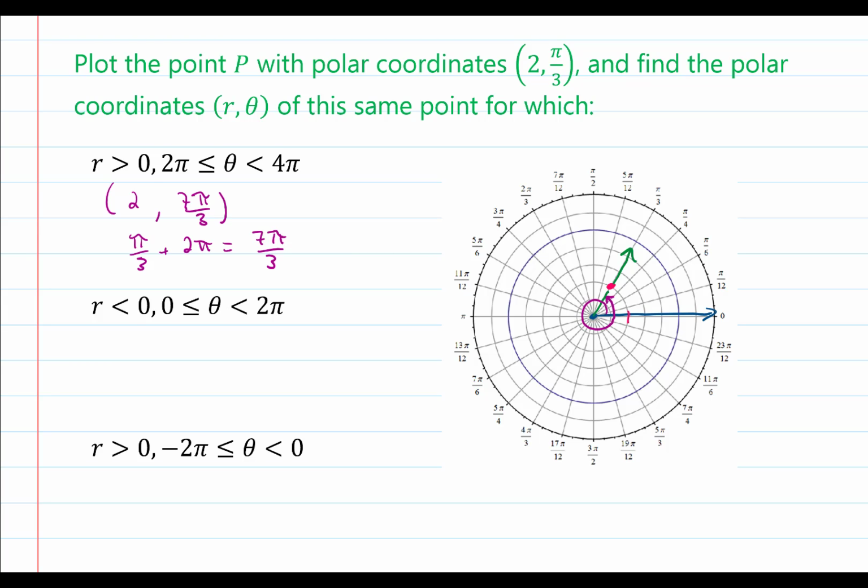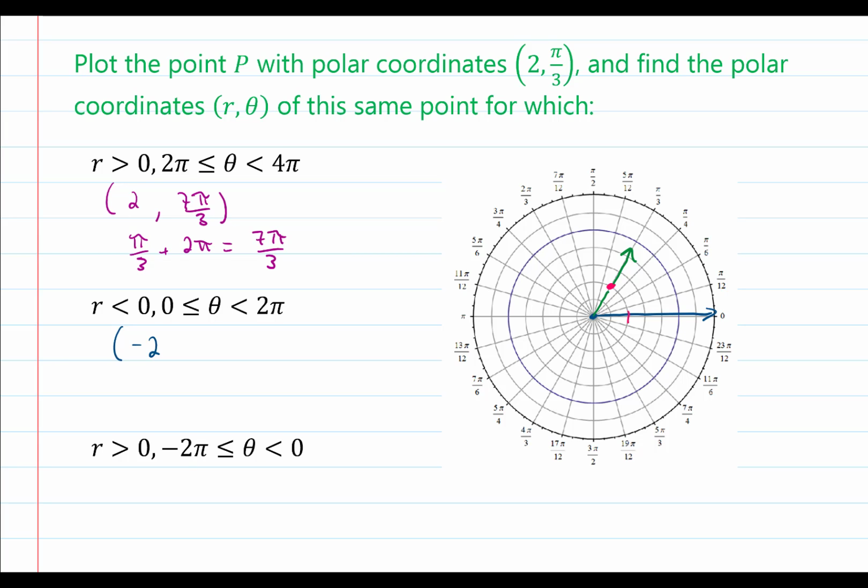Before I move on to the next one, I'm going to erase the revolution from the previous example. We are now being asked to find an ordered pair where r is less than 0. Well, we automatically know that that means that r would have to be a negative 2. Theta, on the other hand, is going to be from 0 to 2 pi, including 0. This means it's going to be counterclockwise rotation and less than 1 full revolution.